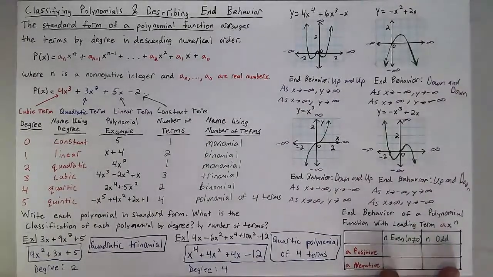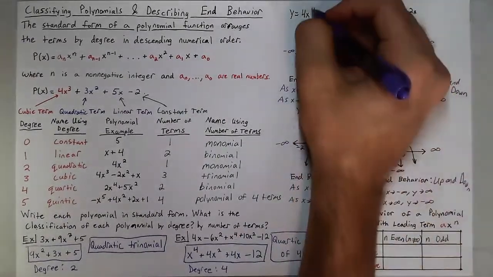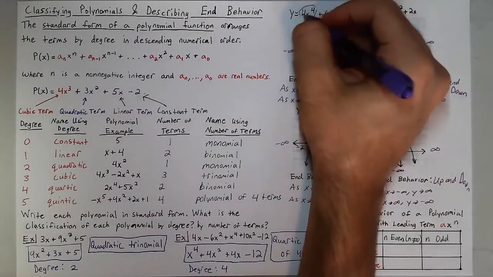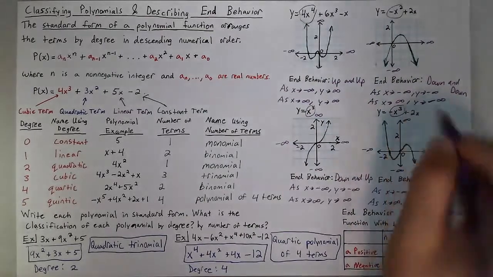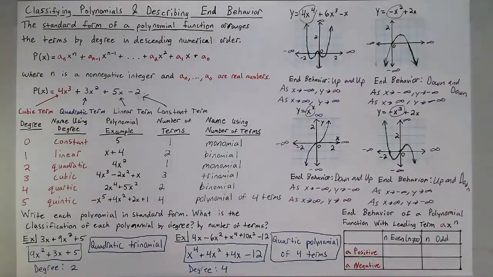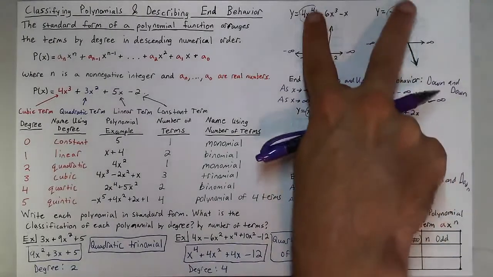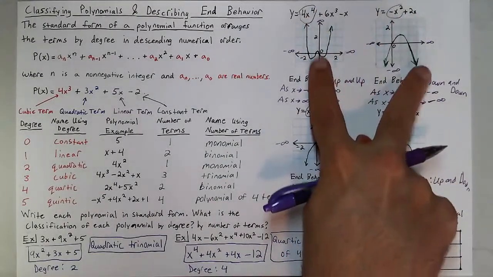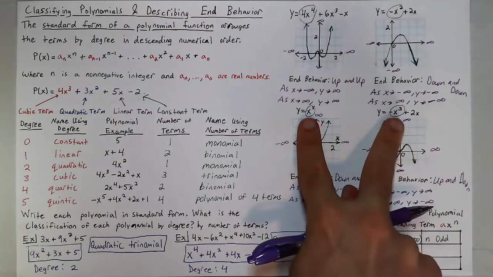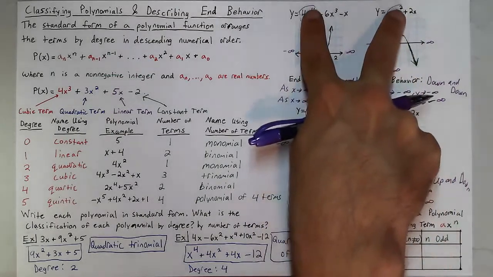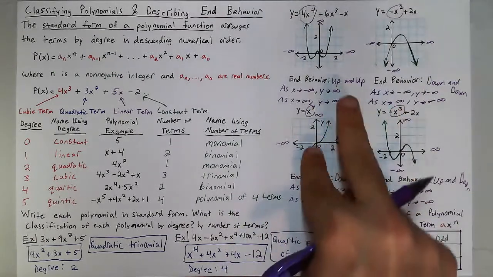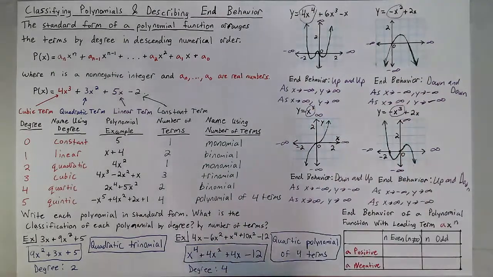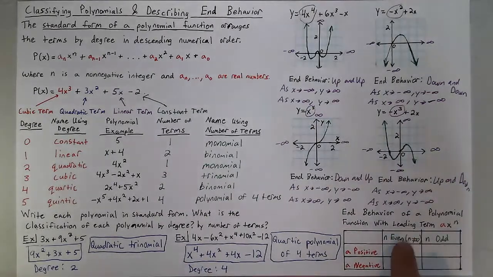So there is a pattern to this. Based on the leading term, the highest powered term, we can actually determine end behavior just looking at that one term. So you'll see here, when the power is even, they both go in the same direction. And when it's odd, they go in opposite directions, as you see here. One would go up and one would go down. So just based off the power alone, we can determine some end behaviors.